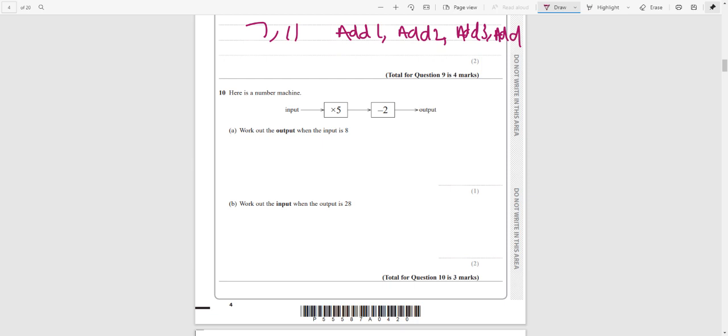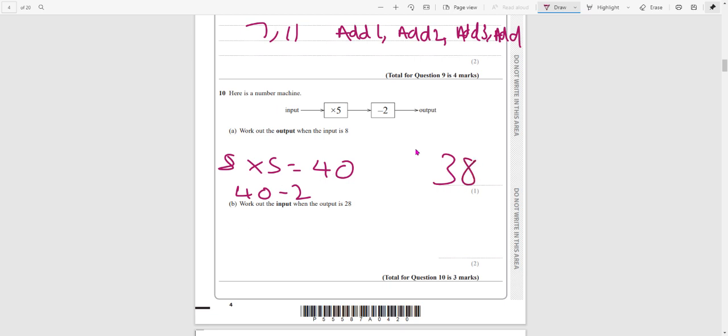Now, guys, question number 10, and this is the last part of this 2018 paper, and then I'll go through the rest of the paper. Please stay tuned. Here's the output machine. Work out the output when the input is 8. So the input, 8 times 5 is going to equal 40. 40 minus 2 is going to equal 38.